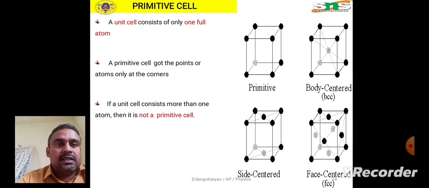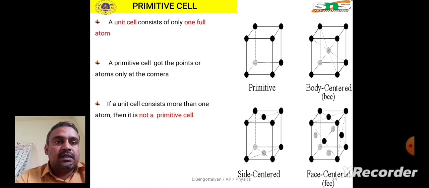If a unit cell consists of more than one lattice point or atom, that is called a non-primitive cell. So the first one, we know, is a unit cell consisting of only one lattice point. The last one, the unit cell consists of more than one lattice point. That is the difference between primitive and non-primitive cell.